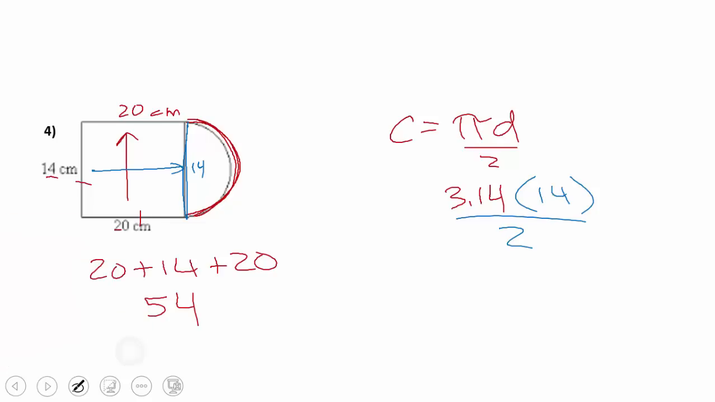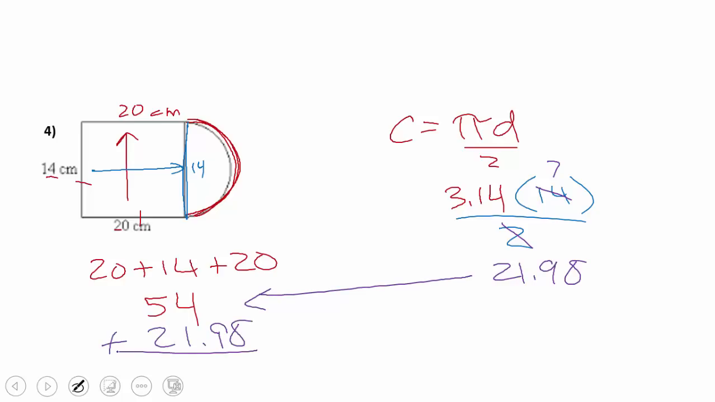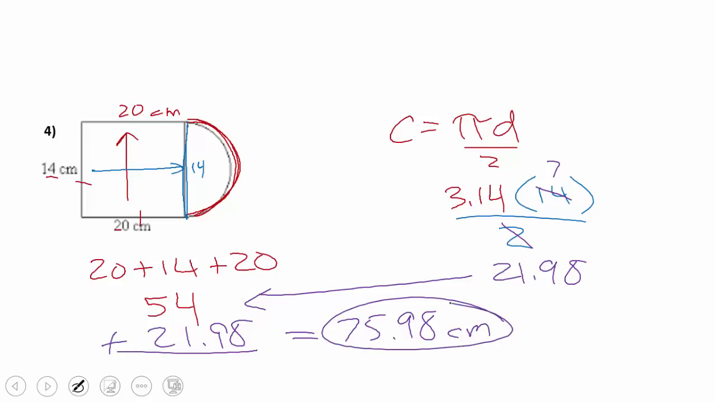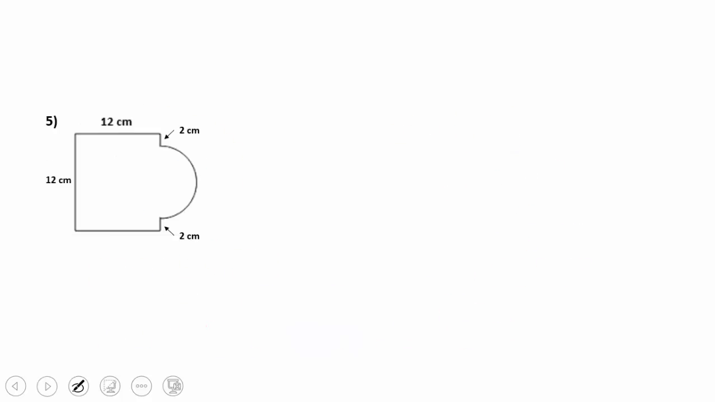Now, ladies and gentlemen, I'm a good mathematician. I don't want to punch more numbers into a calculator than I need to. I can see very quickly that 2 goes into 14 7 times. So now I punch in 3.14, I multiply that by 7, and I get 21.98. I take that and I add it to my 54, and my final answer would be 75.98. And again, I have centimeters as my perimeter. Very cool. Moving right along to another one.